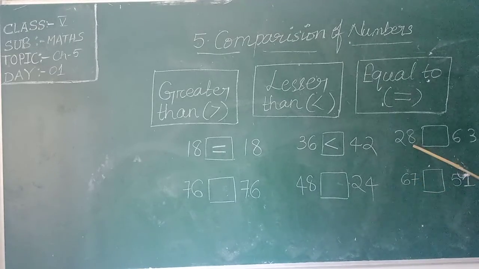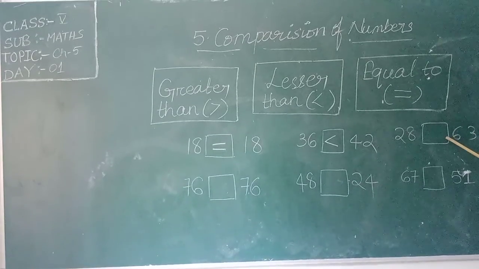Our third question, what are the numbers given? 28 and 63. How do we compare? What is the comparison between 28 and 63? Is 28 big or small than 63? 28 is less than 63. Which symbol do we use there? Lesser symbol. So 28 is less than 63.